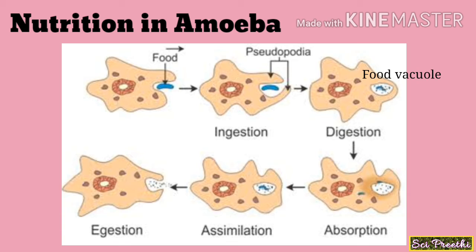Look at the first picture. Food such as any microorganism comes near an amoeba. In the second picture, the pseudopodia extend towards the prey.